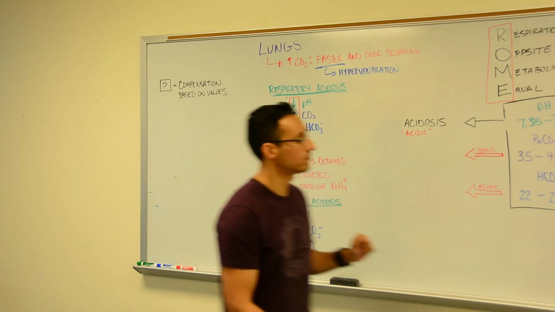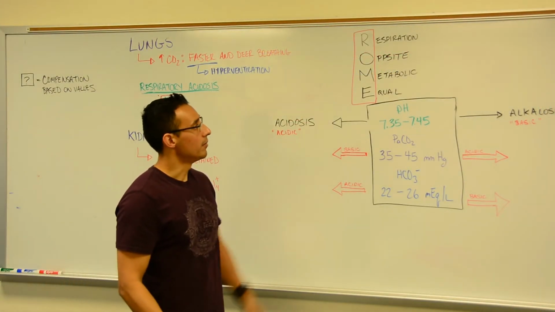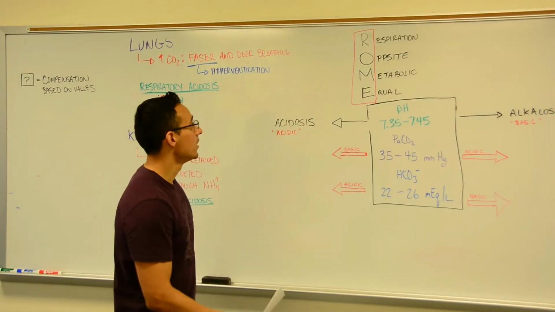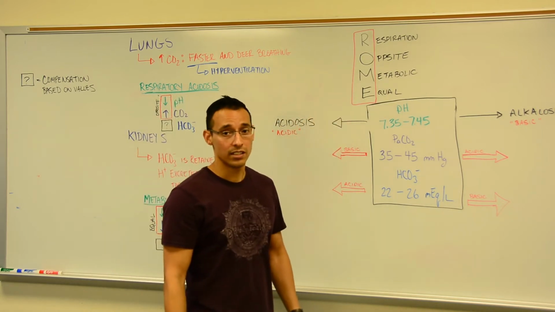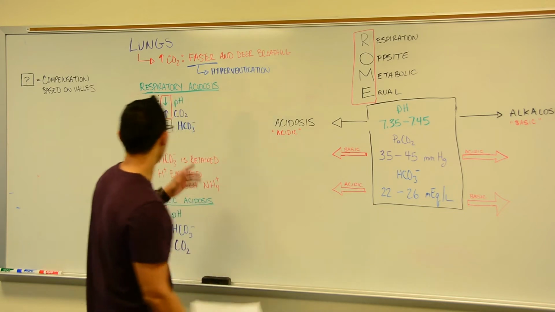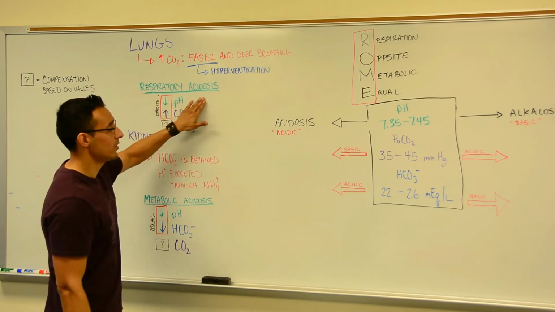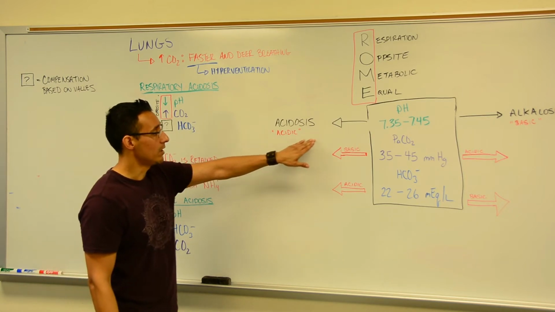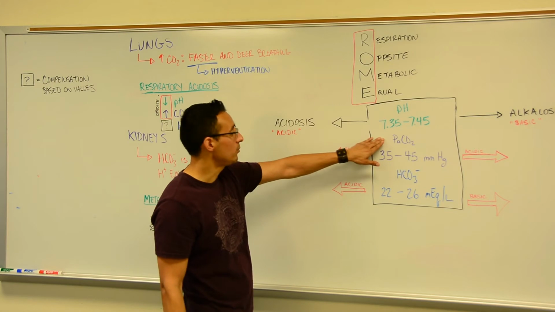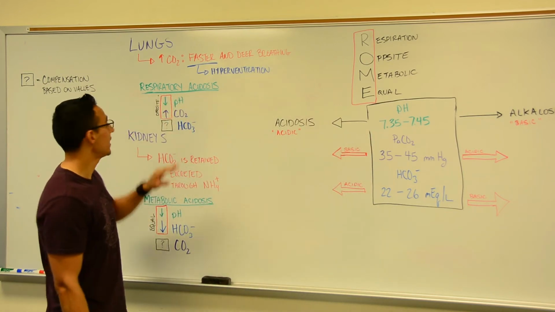Okay, so what we're going to talk about now is the method of using ROME. The first thing we're going to talk about is that respiration is going to be opposite. For respiration is opposite, right here we have respiratory acidosis. As you're aware, I'm on the left side of the board, and we're going to have a pH that's less than 7.35. On respiratory acidosis, what you want to look at is your pH.